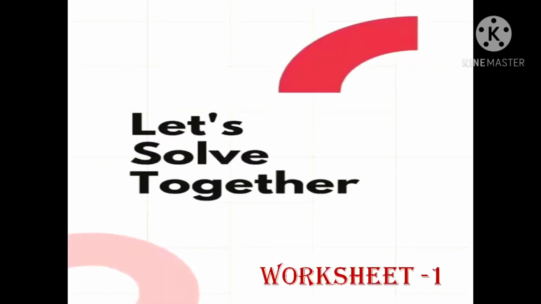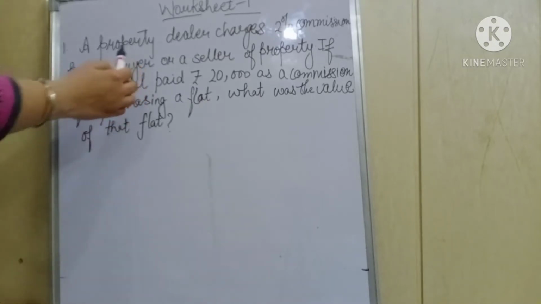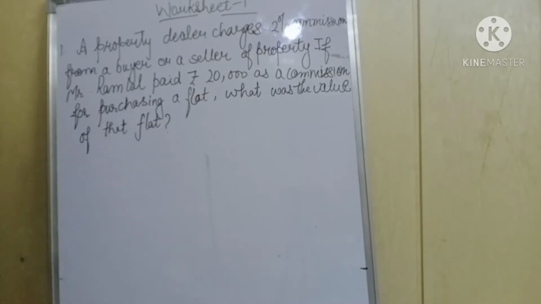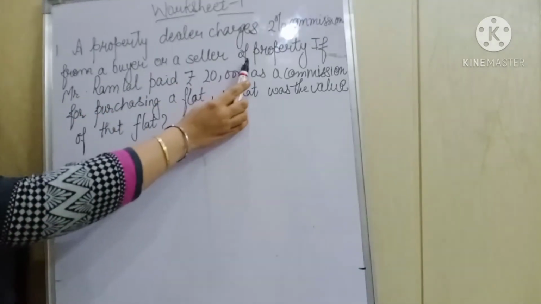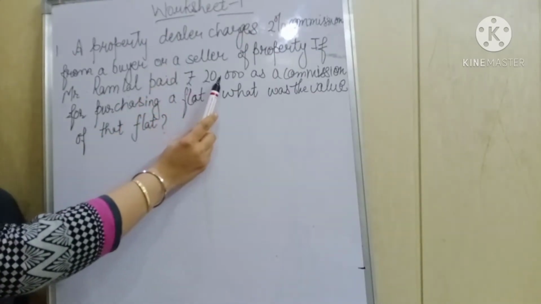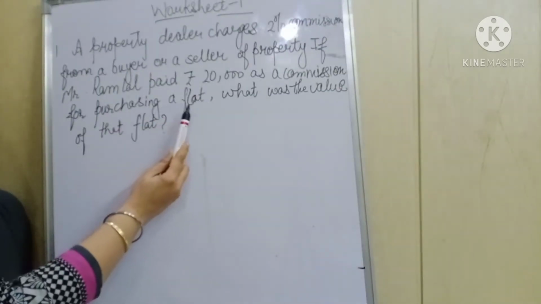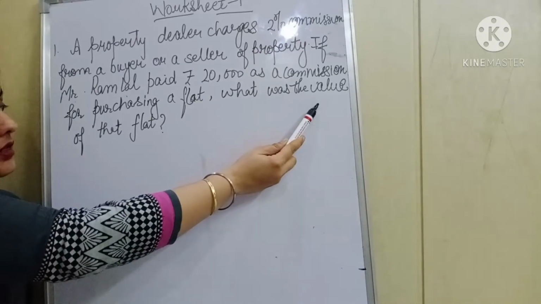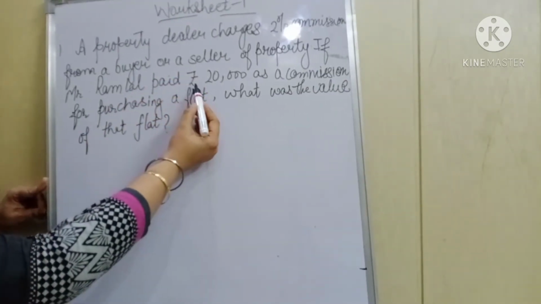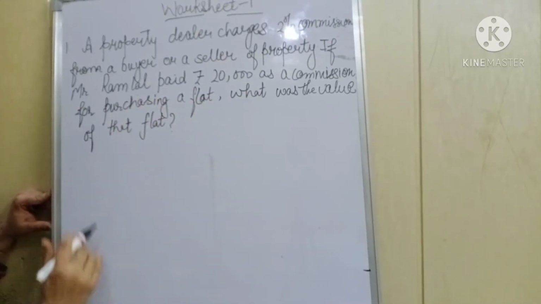Let us solve worksheet 1 together. A property dealer charges 2% commission from a buyer or a seller of a property. If Mr. Ramlal paid rupees 20,000 as a commission for purchasing a flat, what was the value of that flat? What we have to find here? Value of the flat. Given to us is the commission which Mr. Ramlal has paid.